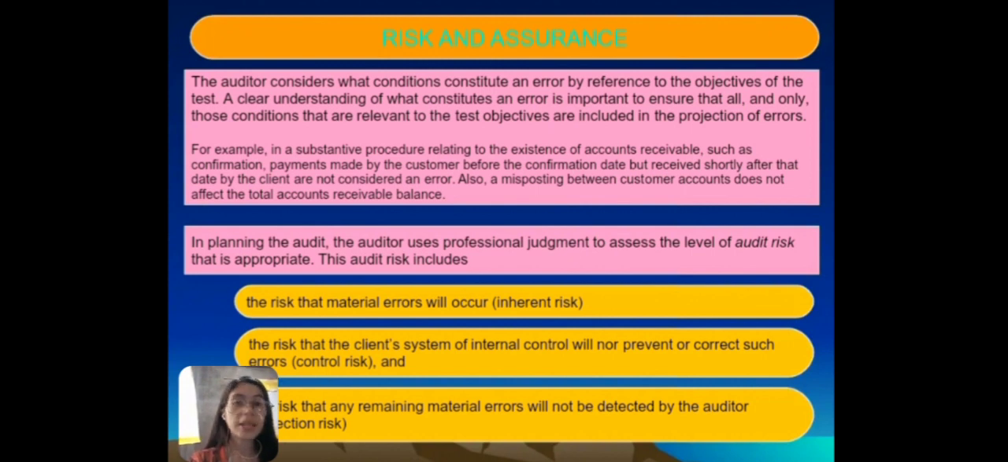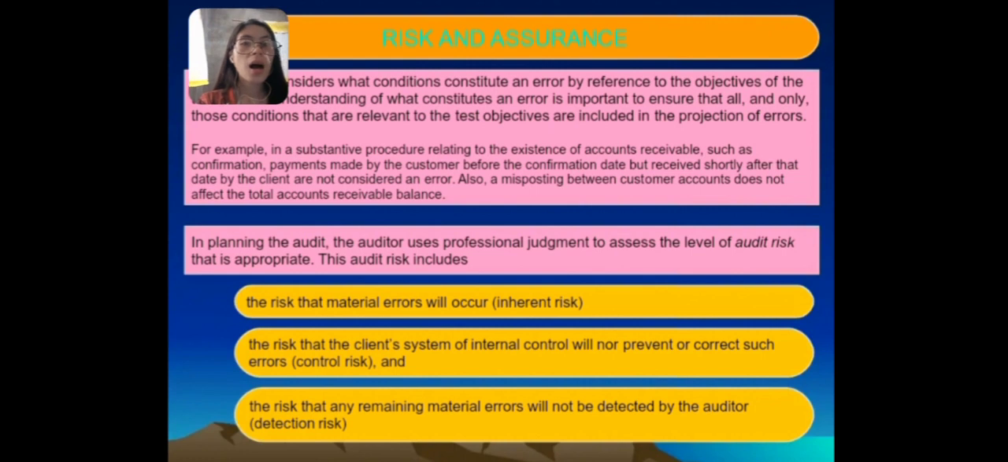In planning the audit, the auditor uses professional judgment to assess the level of audit risk that is appropriate. This audit risk includes, first, the risk that material errors will occur, or inherent risk. The second one is the risk that our client's system of internal control will not prevent or correct such errors, or control risk. And the risk that any remaining material errors will not be detected by the auditor, or detection risk.